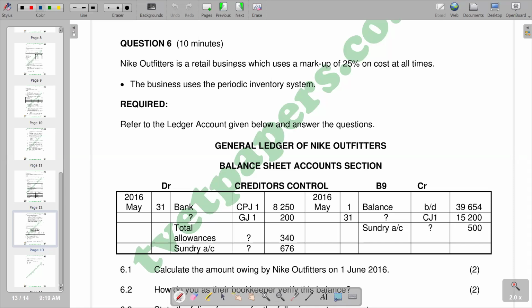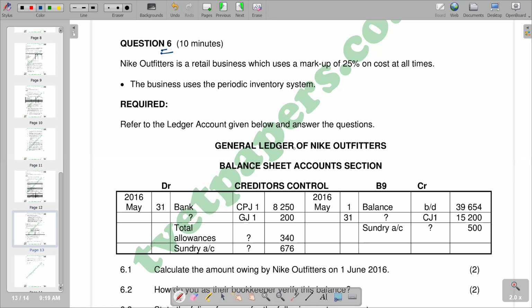In this video, I want to look at a question on the general ledger. We are going to go through question 6 of this question paper. The question reads: Nick Outfitters is a retail business which uses a markup of 25% on cost at all times. The business uses the periodic inventory system. In the required part, I refer to the ledger account given below and answer the questions.